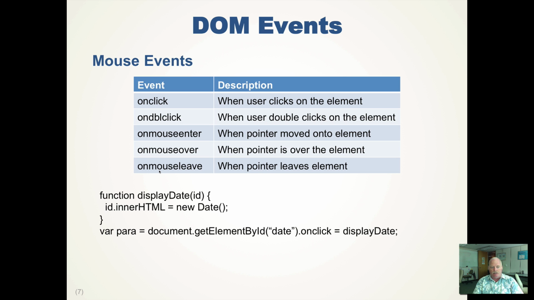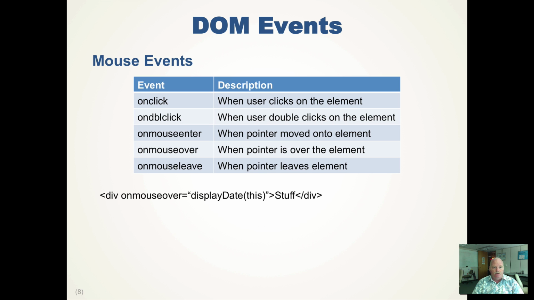You can use on double click, on mouse enter, so if the mouse enters into an element, you can know when that happens, when it's over or leaves. So you can do things like recolor the element when the mouse enters, or change the style when it's over. Maybe you can pop up a tooltip or whatever you can do. You get the event, then your function can do whatever it needs to do on that particular item.